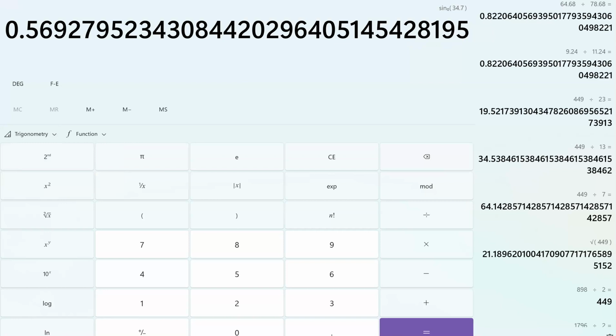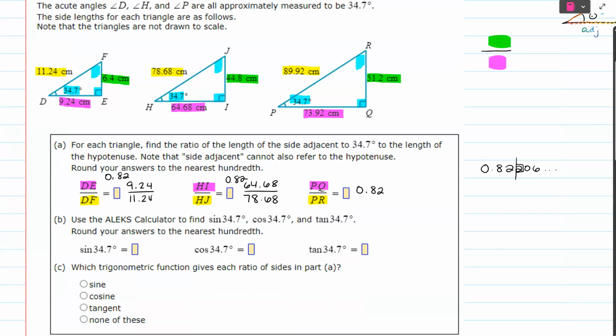So I have 0.56927, and they wanted me to round to the nearest hundredth. So it's either going to be 0.56 or 0.57. Since the number to the right is 5 or larger, that tells me to bump. So this would be 0.57.